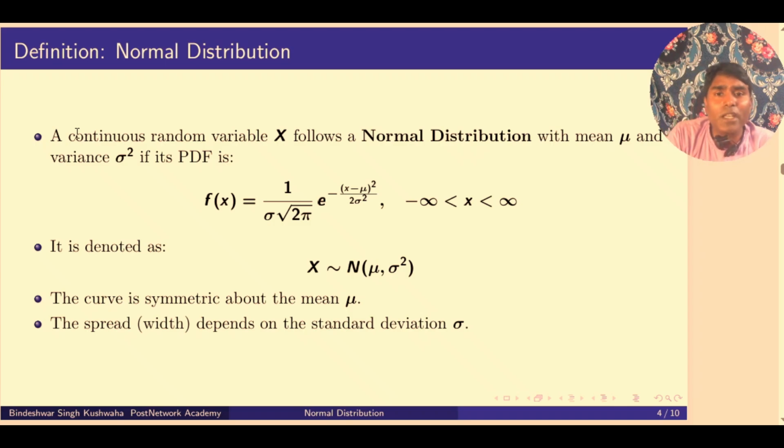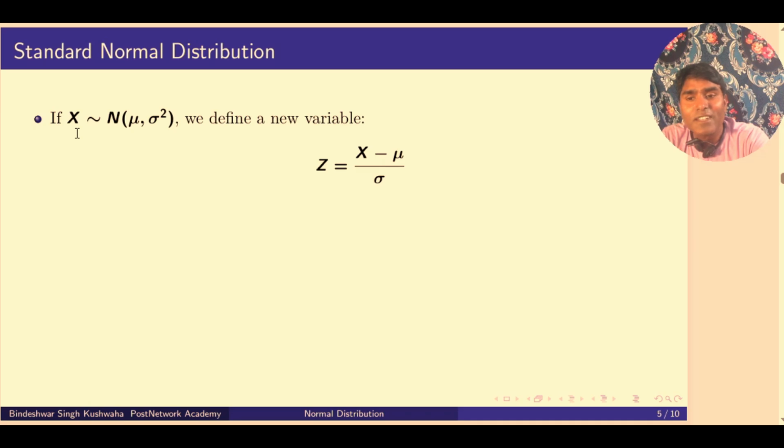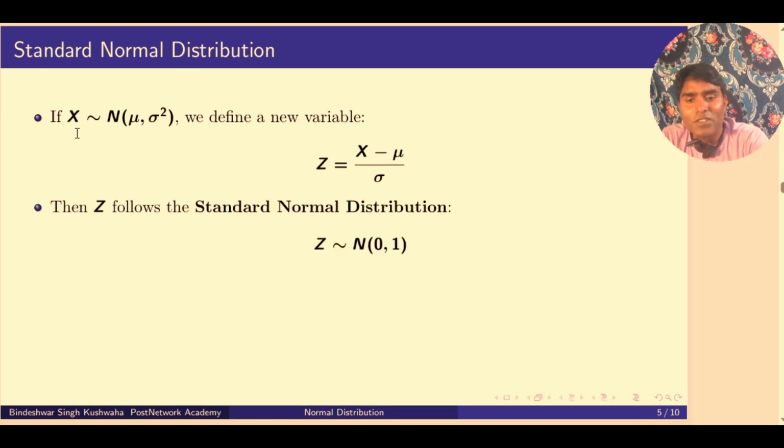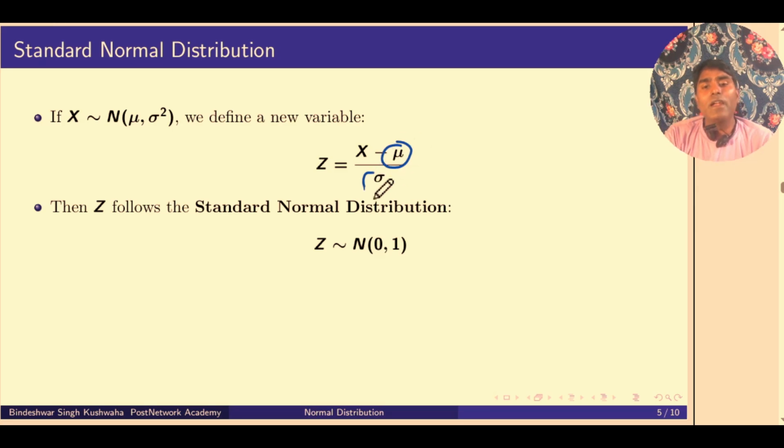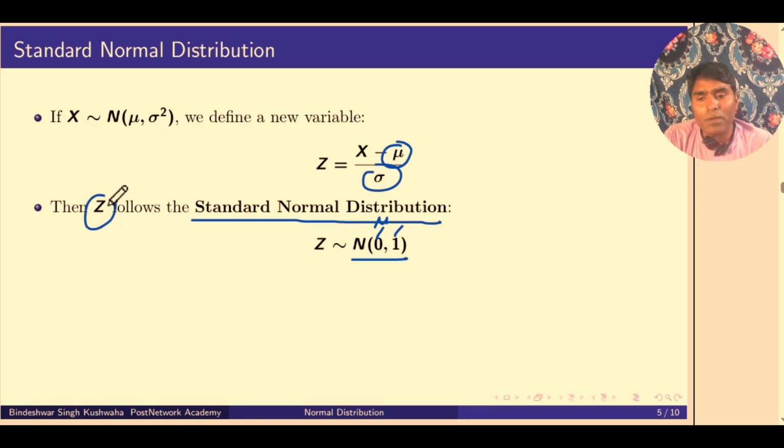The curve is symmetric, I will show you, and the spread depends on the standard deviation. The standard normal distribution is just a transformation of x, when you subtract the mean and divide by the standard deviation, and that will follow N(0, 1). That means a distribution having mean 0 and variance 1 would be the standard normal distribution, and the variable following that distribution is denoted z.